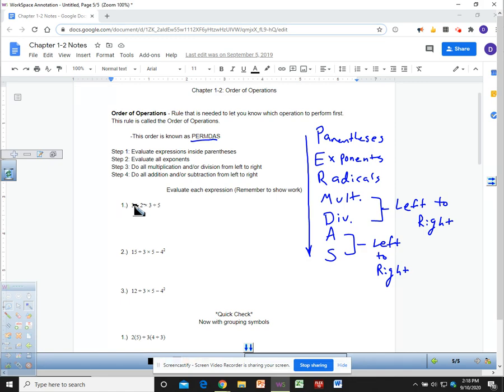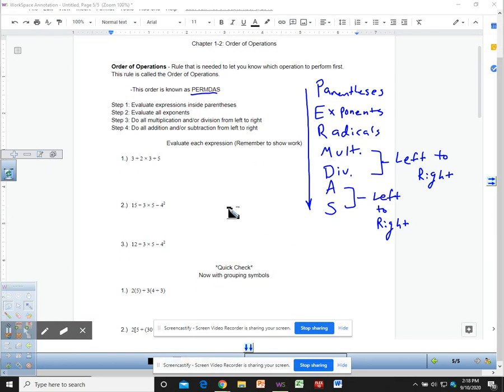Step 1, we're going to start with parentheses. Well, number 1 doesn't have any parentheses, so we can go to number 2, which is exponents. We don't have any exponents. Sweet. Step 3, which we have up here, is do all the multiplication and division from left to right. And these are the steps I'm looking at right here.